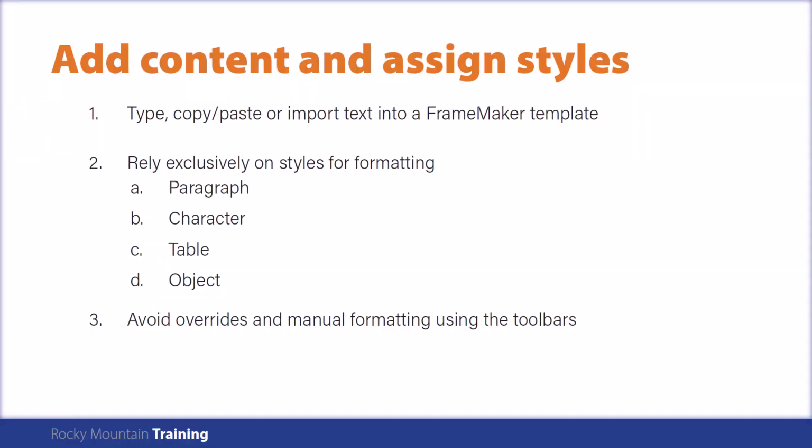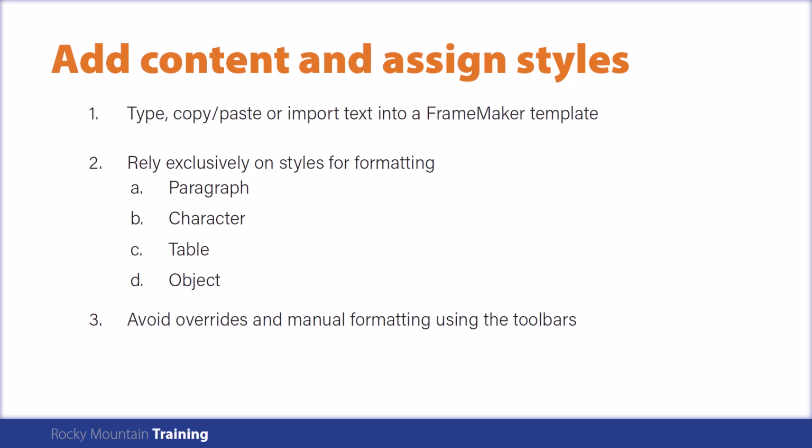So once you master the interface and you've got your workspace set up, you're ready to step into a FrameMaker document and start working within FrameMaker. One of the first things you'll be asked to do is to add content to a FrameMaker document. And there are 3 ways to add content. You can start by just typing in text directly into FrameMaker. You can copy and paste content, or you can import text into FrameMaker from a Word document.